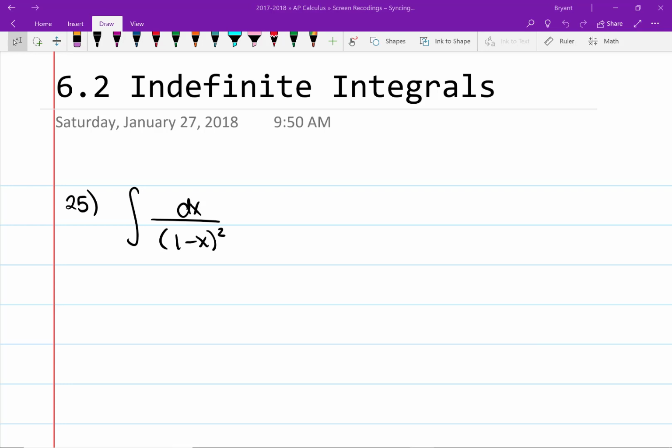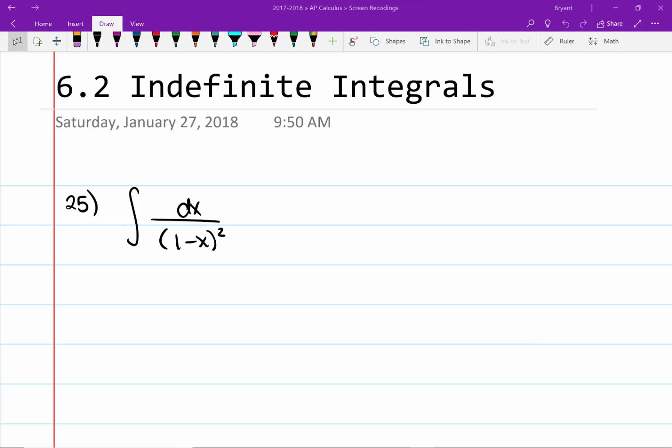6.2 Indefinite Integrals. In this video we're going to talk about how to solve some indefinite integrals where the u sub is not given to you. We're going to mostly focus on u subs that don't require too many tricks. They're going to be pretty straightforward. If you're following the textbook, it's number 25 through 35 in the book.